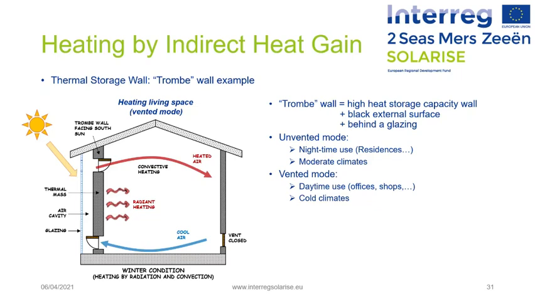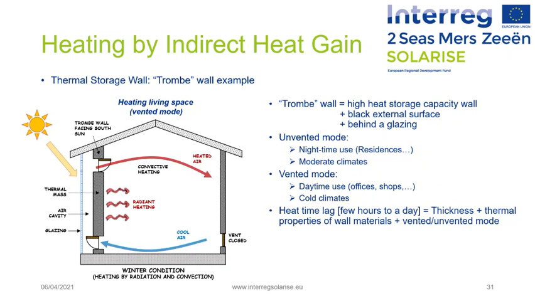Cool room air takes its place through the open lower vents, thus establishing a natural circulating pattern that needs no mechanical means. This heating process by convection and radiation is faster and is then more suitable for daytime use, like for office and shops, as for cold climates. To summarize, the Trombe wall is a technology that implies a time lag to the heat arriving to the living space, from few hours to a day depending on the properties of the wall and its operating mode.